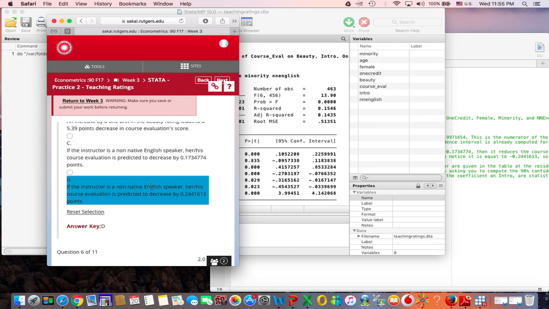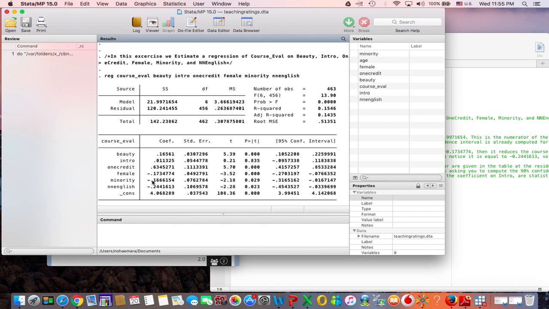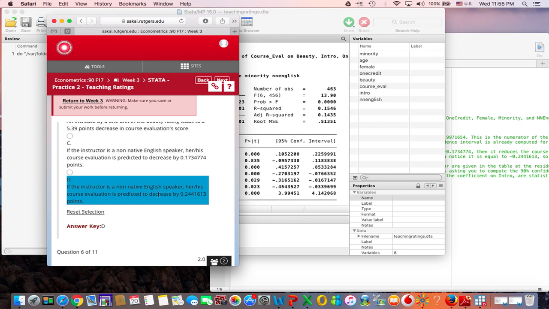And then non-native speaker, so you go to non-native speaker, it's negative, so the answer has to be decrease, right? A 1 unit increase in this variable would decrease this variable, so it's an opposite relationship, a negative relationship. This one is saying if the professor is a non-native English speaker, this decreases the course evaluation by about 0.24 points. So you need to find one of these numbers, and it's right here, which is answer D.